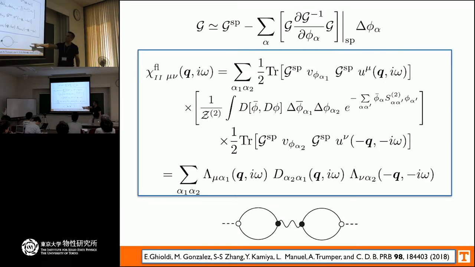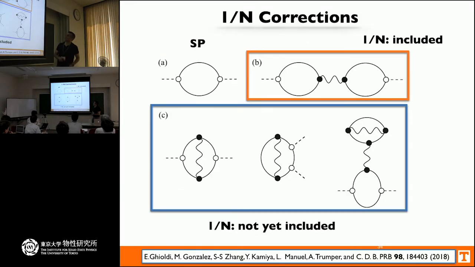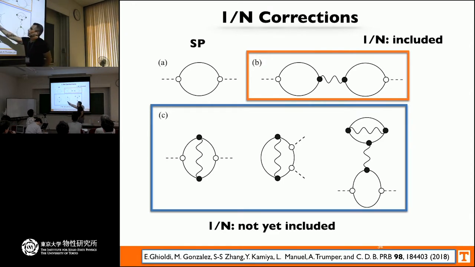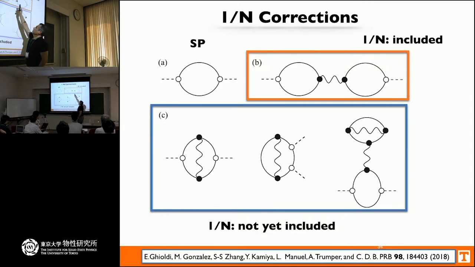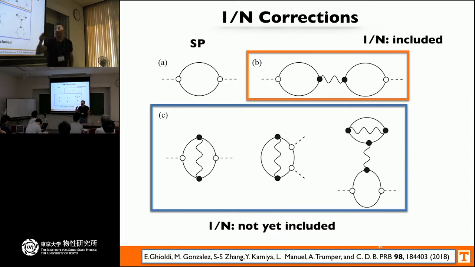So this is just an example of how one of these corrections appears. There are three other diagrams that appear to order 1 over n. The order of a diagram essentially is given by the number of RPA propagators and the number of internal loops that come from the correction of the action. So in particular, each RPA propagator brings a 1 over n factor. Each internal loop brings an n factor.